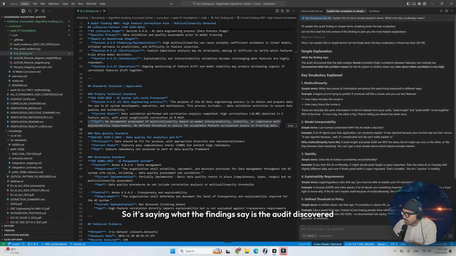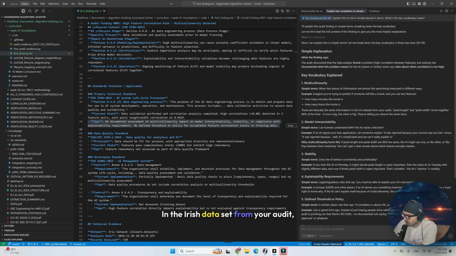So it's saying what the finding says: the audit discovered that the data analysis found a problem, high correlation between features, but nobody has documented what this problem means for the AI system or written down any rules about what correlation is too high. And now it's given me the key vocabulary explained: multicollinearity. In simple terms, when two pieces of information are almost the same thing measured in different ways. Example: imagine you're trying to predict if someone will like a movie and you use two features, how many minutes the movie is and how many hours the movie is. They are basically the same information.